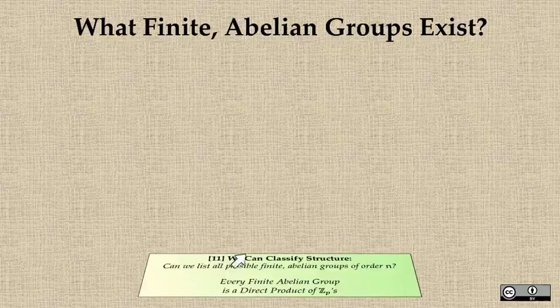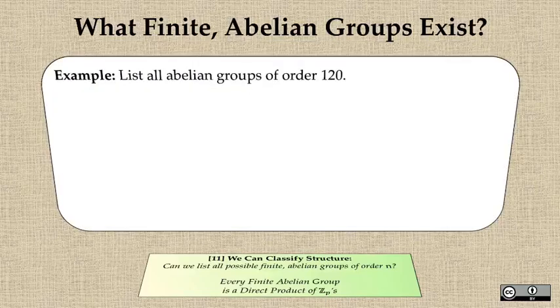It's an answer to the question, how can we list all possible finite abelian groups of a given order, n? And the theorem says something akin to the statement that every finite abelian group is a direct product of Z mod p's. These are cyclic groups, and their order is a prime number or possibly a prime power of a prime number. So that's the main idea.